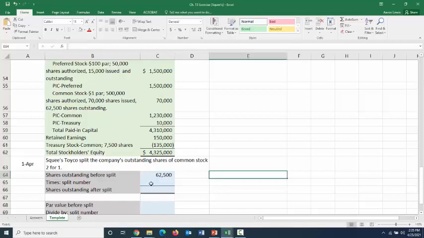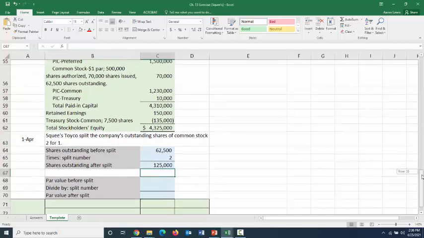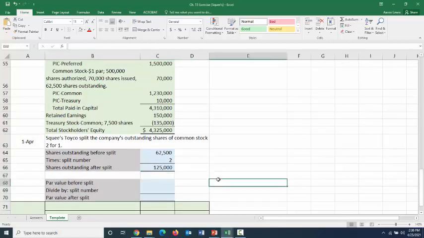And to figure out how many shares we're going to have after the split, we multiply by the split number, the first number in the ratio. Well, what is our split number? Our split number in this case is 2. And what we're saying is to our shareholders, hey, we're going to give you a second share for every share you currently own. Well, if they own 62,500 shares, and we are essentially doubling the number of shares that are out in circulation, that means that after the split, we're going to have 125,000 shares of common stock in the hands of the public.